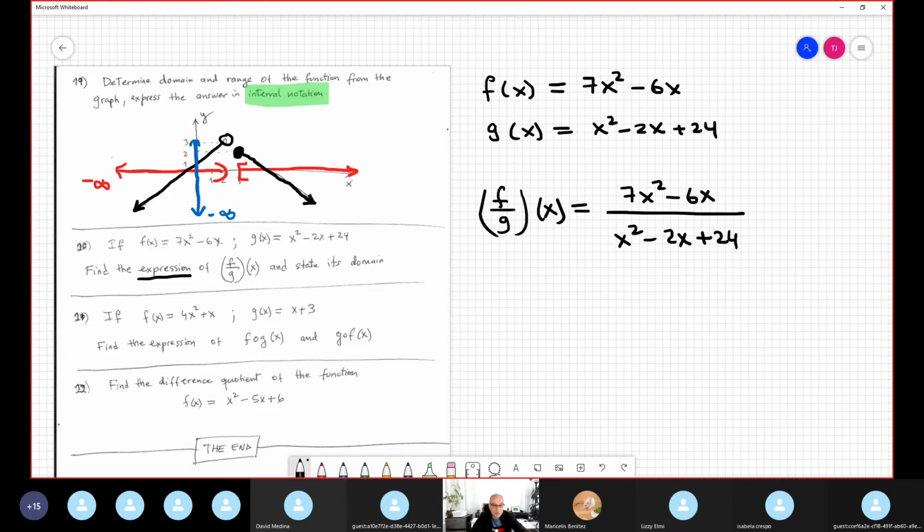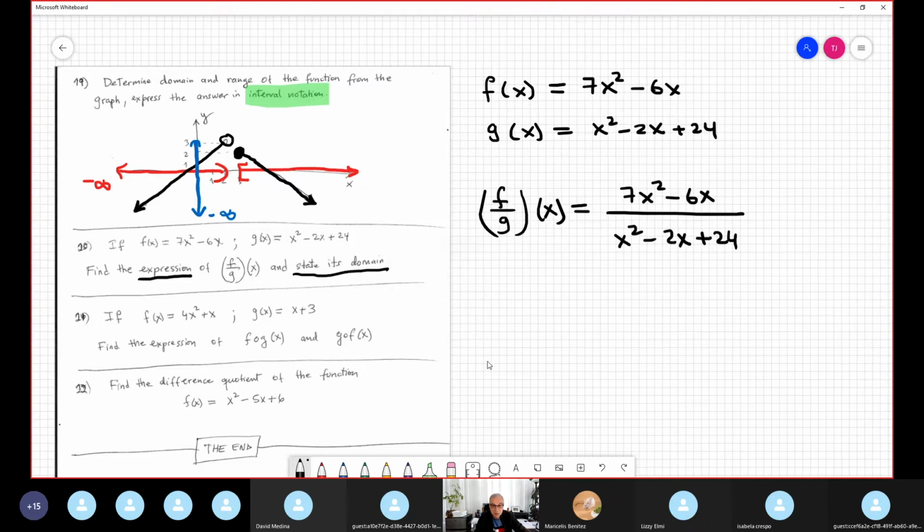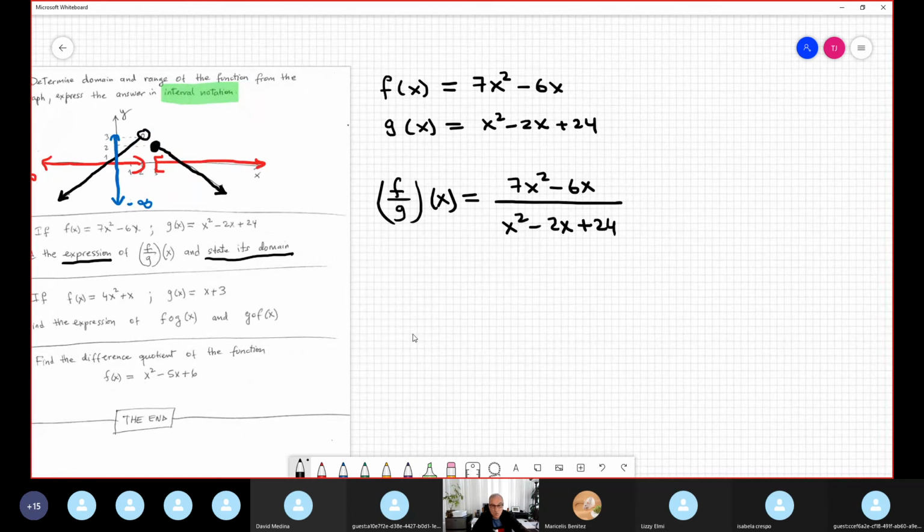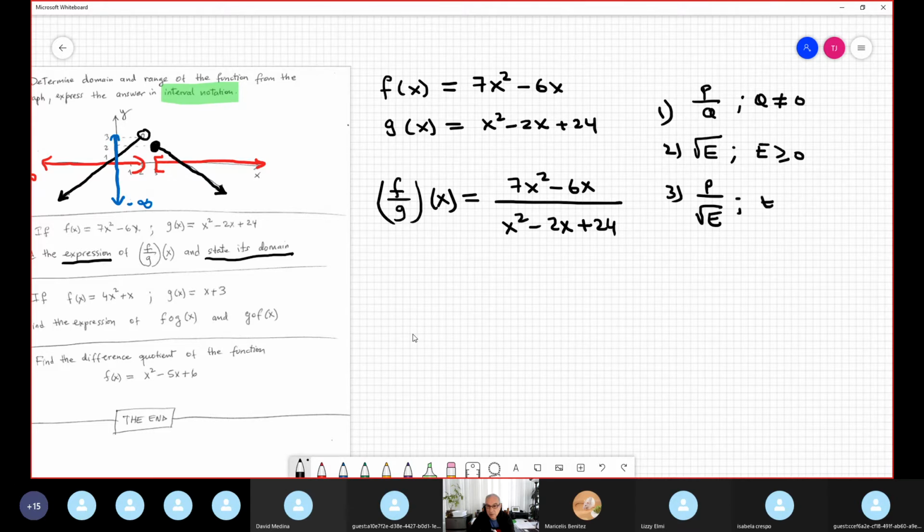And the complicated part is to state its domain. And remember, the domain when you have equations is all real numbers except the restrictions. We have 3 kinds. The restriction 1 is when you have division, the bottom part cannot be 0. The restriction 2 is when you have a square root of e, the expression e is non-negative, and when the square root is in the bottom, the restriction is e is positive.